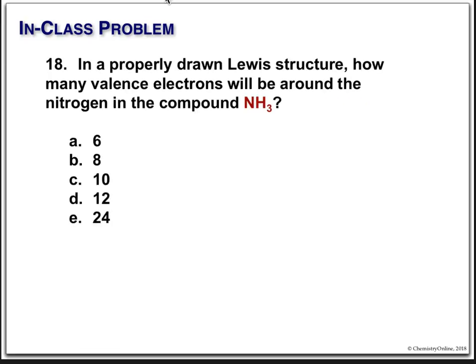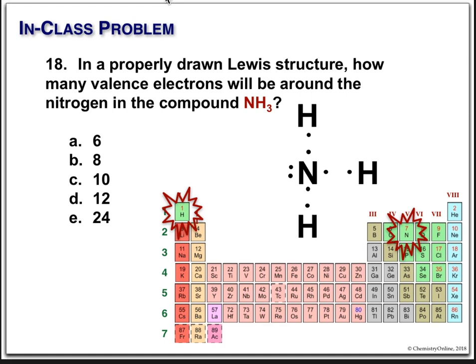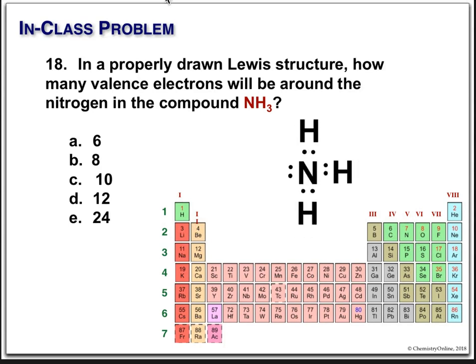And speaking of that, how many valence electrons around the nitrogen in NH3? In order to do this, we need to draw the Lewis structure again. So let's look at our periodic table. We need nitrogen and hydrogen. Nitrogen is here. That's in group 5. Hydrogen again in group 1. We put our nitrogen in the middle. We're going to put 3 hydrogens around it. When we take these and snuggle them all up, we see that around this nitrogen, we have 2, 4, 6, 8 valence electrons.